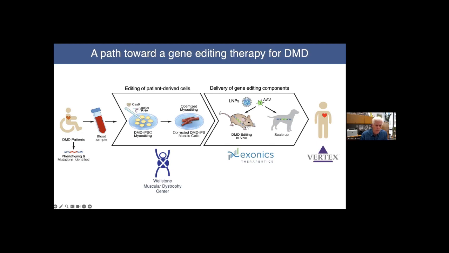We then built mouse models harboring the human mutations and corrected those through AAV delivery, and we're currently working on lipid nanoparticle delivery. And then we extended that work into large animals, correcting Duchenne in dogs. This was carried out in a biotech company called Exonics Therapeutics, and has now been extended into work at Vertex in IND-enabling studies.